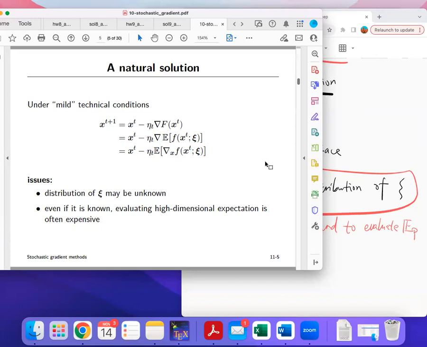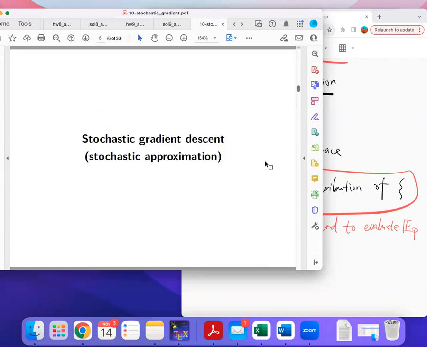So this motivates us to find some approach to approximate this expectation. And once we approximate it, there are several questions. What is the approximation error? Can we still have some convergence guarantee for this type of algorithm? So that's why we introduced the solution, stochastic gradient descent.